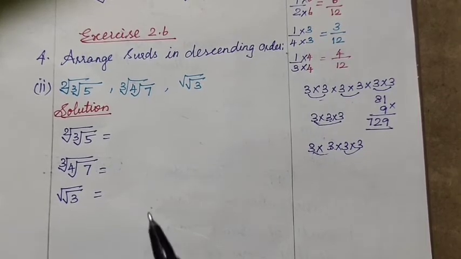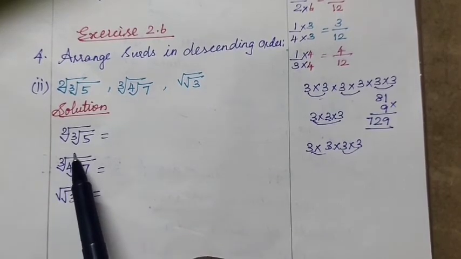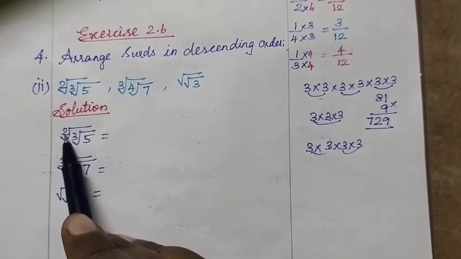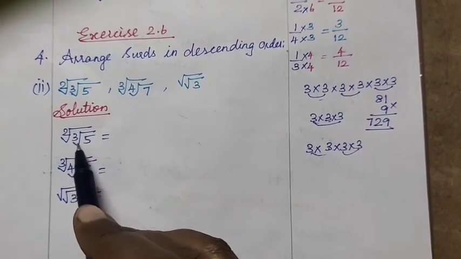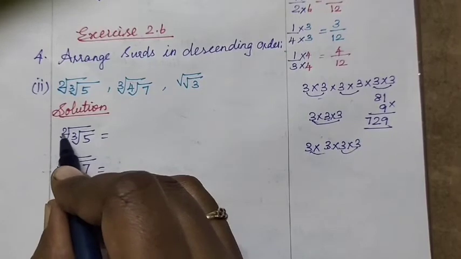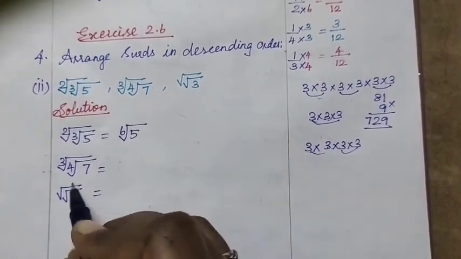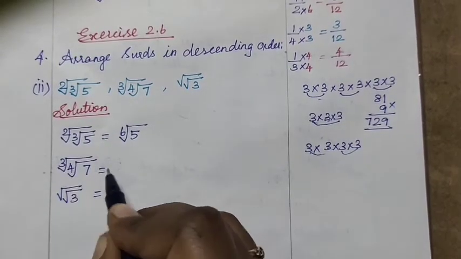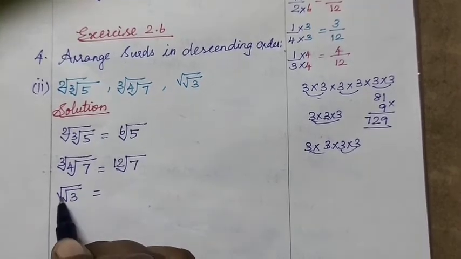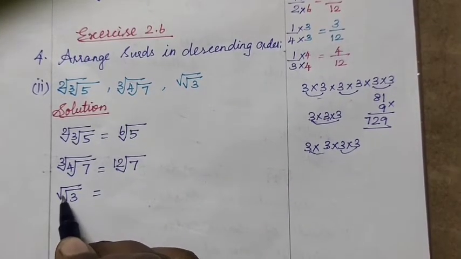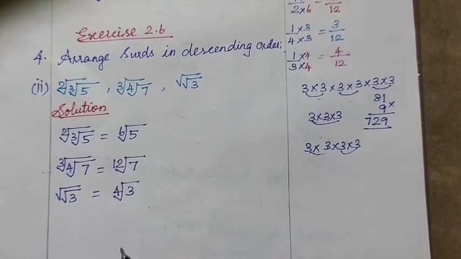And if you see here, exercise 2.6, the second sum, solution. Square root of cube root of 5 can be written as 6th root of 5, since 3 2s are 6. This can be written as 3 4s are 12, 12th root of 7. Here 1 2, here 1 2. 2 2s are 4th root of 3.